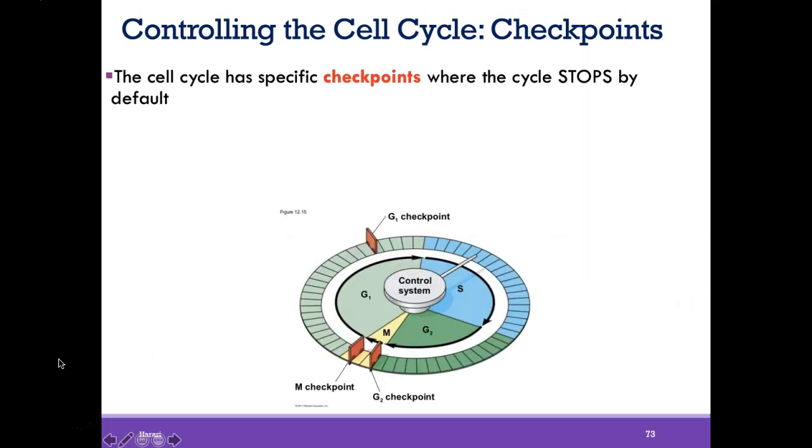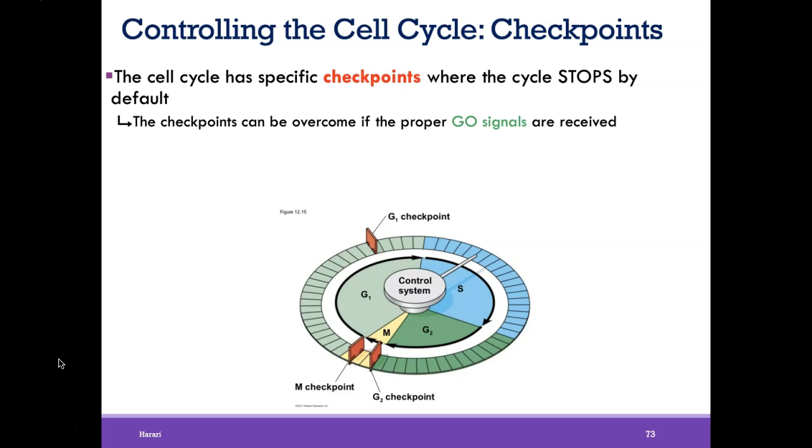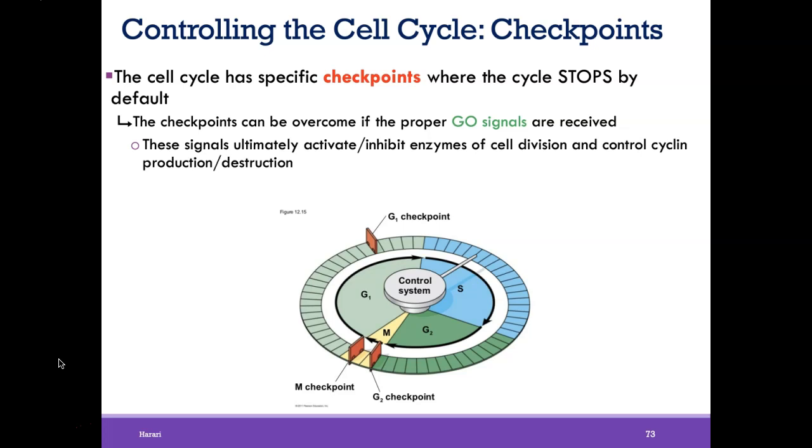So the cell cycle has specific checkpoints where the cycle stops just by default. This is like you can't just hop on an airplane if you want, right? You have multiple checkpoints that you have to go through in order to get on the plane. The checkpoints can only be overcome if the proper go signals are received. These signals will ultimately either activate or inhibit enzymes of cell division and control whether cyclins are produced or destroyed. And again, that's a little more detail, but right now I want you to understand that there are these built-in checkpoints and think about why that's important.